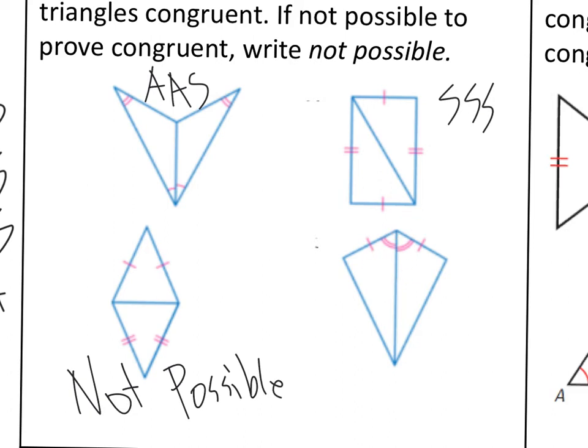And this last one, this side is shared, so that's congruent. So this goes side, angle, side. So yeah, SAS.